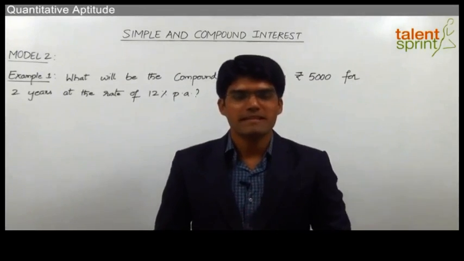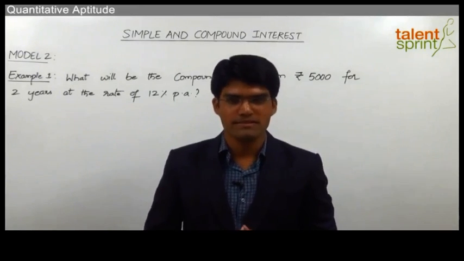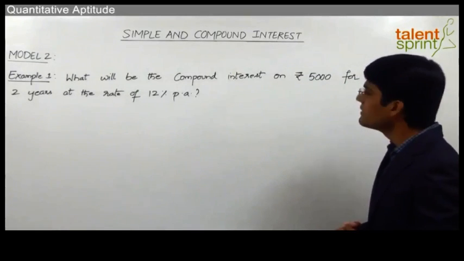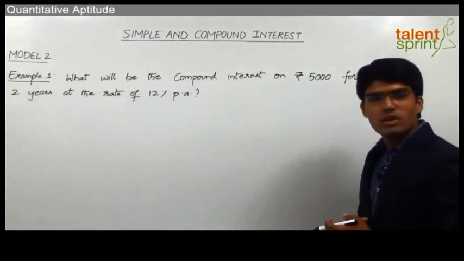Let's now take a simple example based on the calculation of compound interest. What will be the compound interest on rupees 5,000 for 2 years at the rate of 12% per annum?